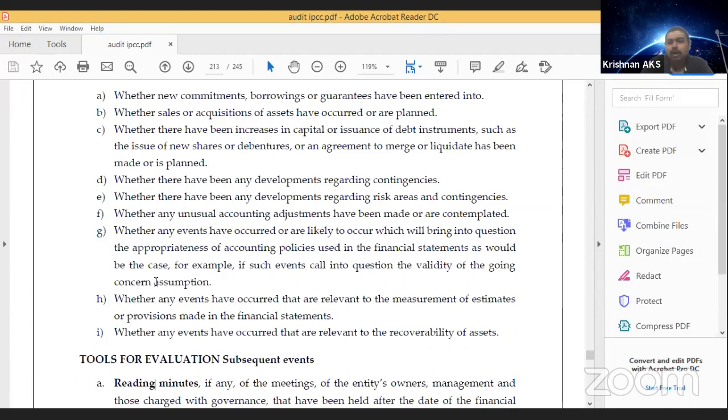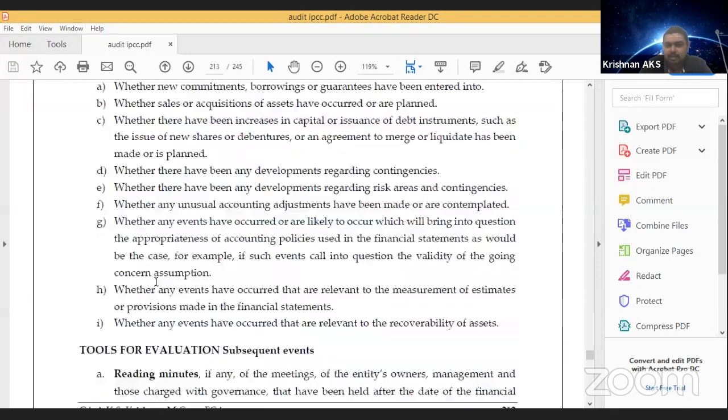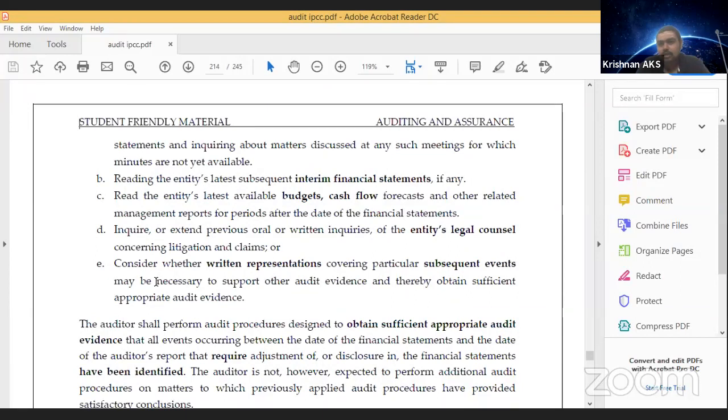Sir, how do I find there are subsequent events? Read the minutes. See the next year's financial statements, interim financial statements. See the next year's Tally. All those things you can check.